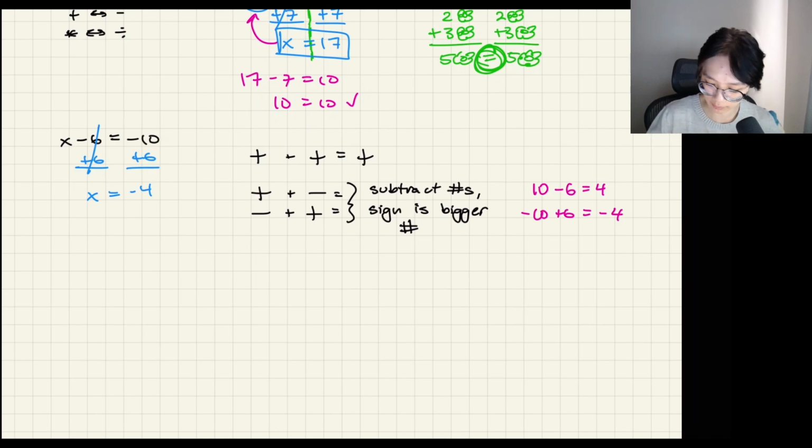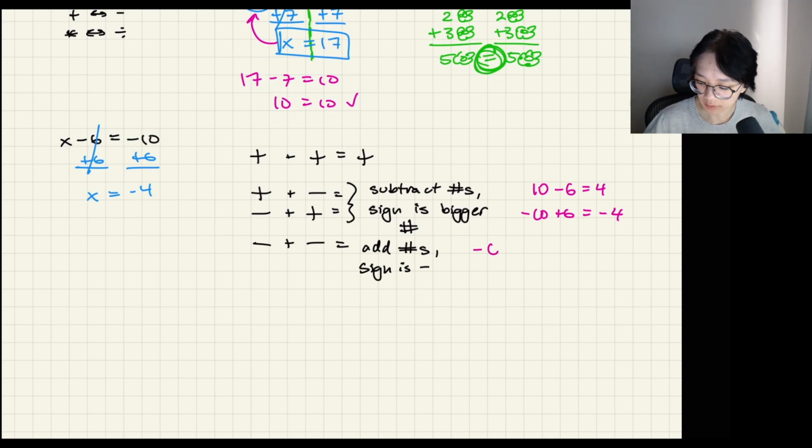Now what happens if you have a negative plus a negative? Then you just add the numbers. The sign is negative. Like for example, if we have negative 6 plus negative 2. You just add the numbers like normal. 6 plus 2 equals 8. And then you just slap a negative sign on it because both of them are negative. So just fast and easy rules if you can never really remember what's going on.